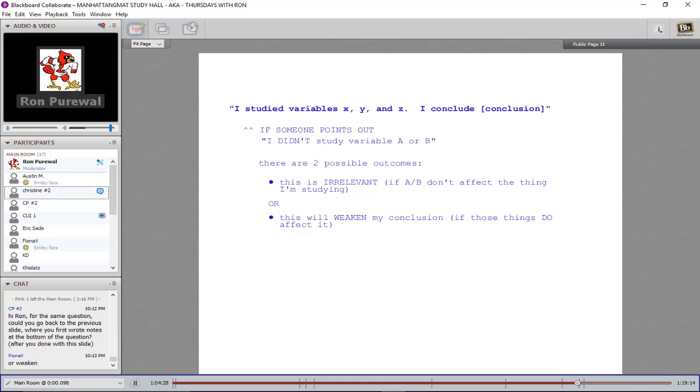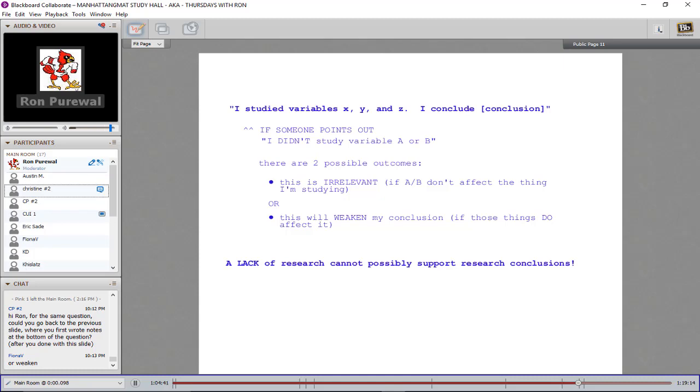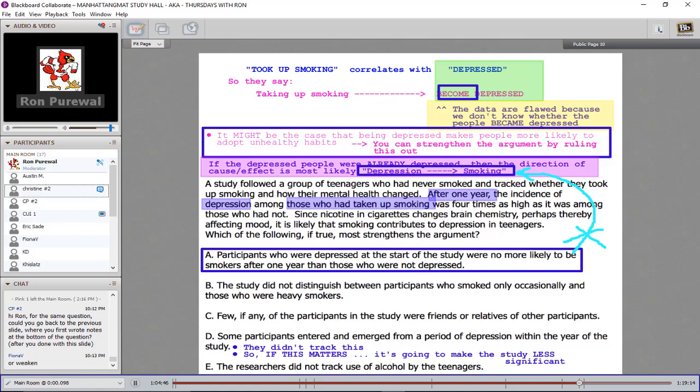Basically common sense, right? A lack of research cannot possibly support a research conclusion. That's all we're saying here. So choice D is like, here is a thing that we didn't research, because the research just looked at the end of the survey. The research didn't look at what happened in the middle of the survey. So this is not going to help us. If this is something that matters, it will weaken our conclusion. And if this is something that doesn't matter, it's just going to do nothing.